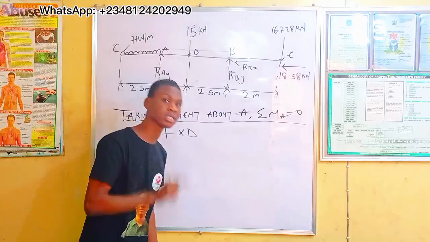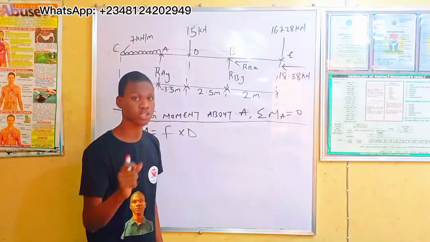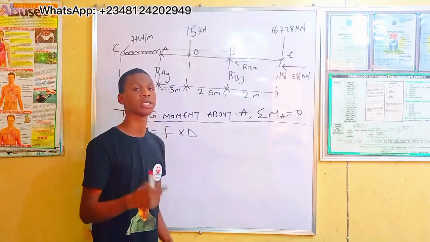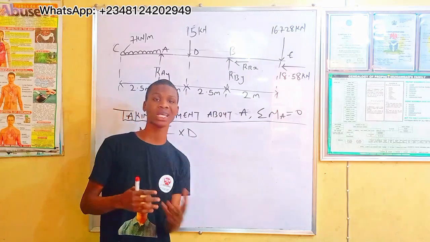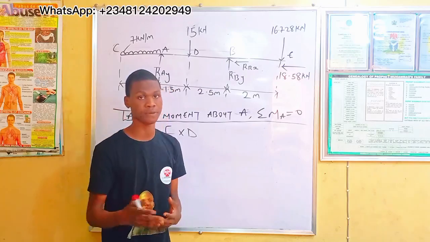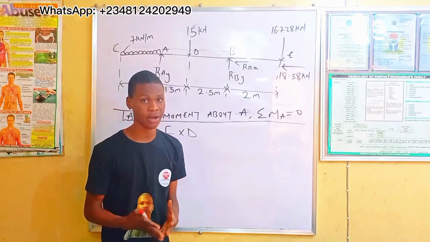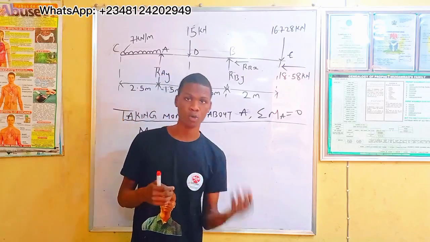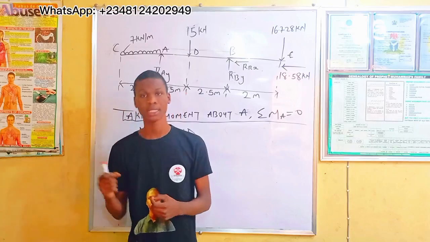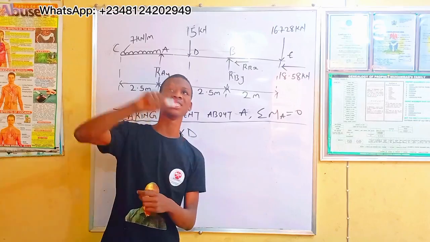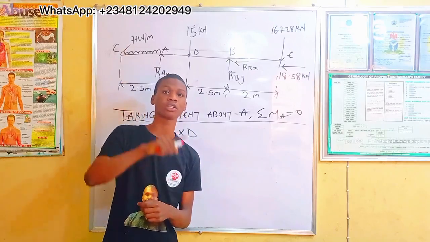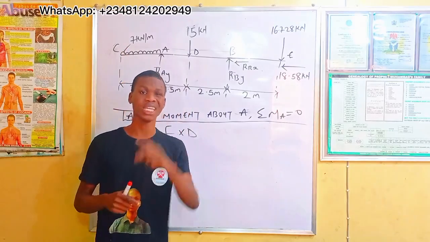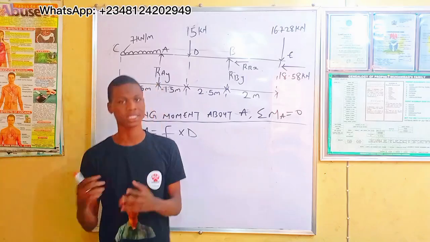But when it comes to moment, what you should put into consideration is the sign convention. When you are going in a clockwise direction, take it as positive. When you are going in an anti-clockwise direction, take it as negative. Now, how do you identify clockwise and anti-clockwise? Here is how it works. If you are going in the direction of your wall clock, it becomes clockwise, meaning positive. If you are going against the direction, it is anti-clockwise.